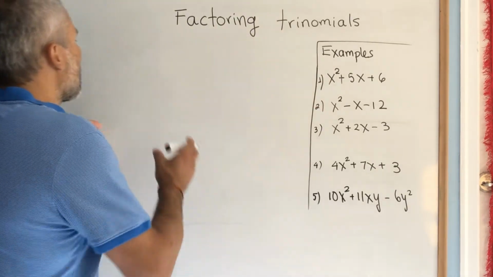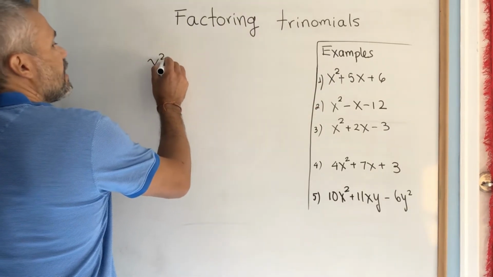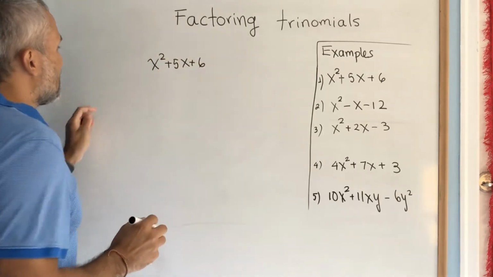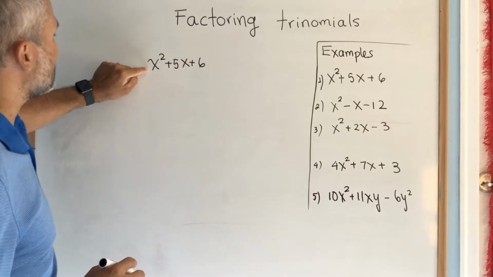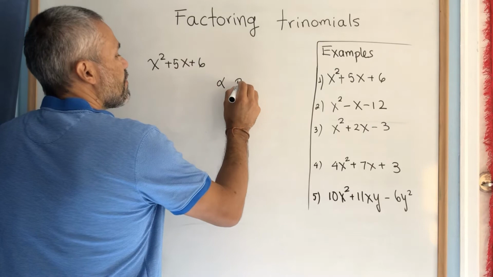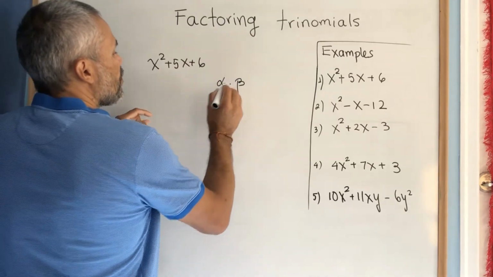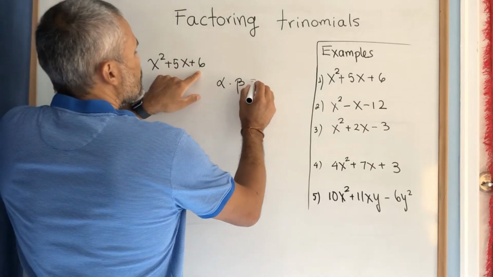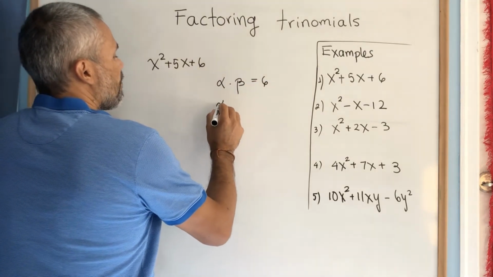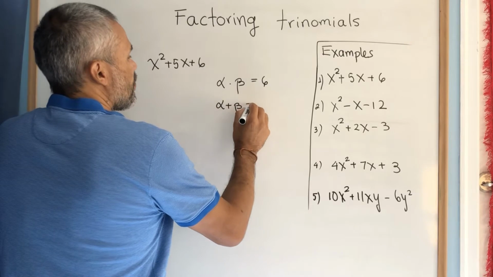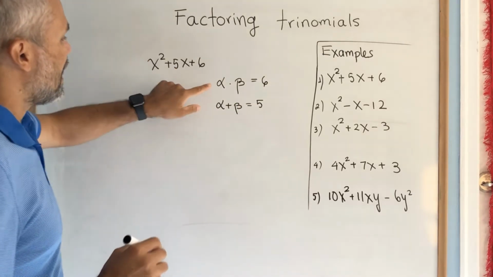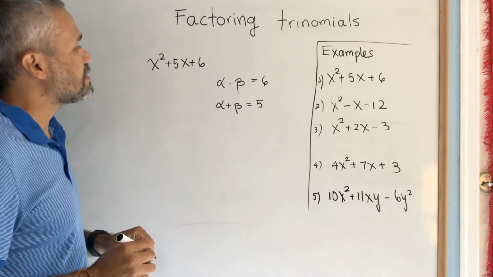Then for number 1, we have x squared plus 5x plus 6. If the leading coefficient is 1, we just need to find two numbers, alpha and beta, such that the product is the coefficient that doesn't have any x, and the sum is the coefficient of x. Then the sum is 5 and the product is 6.